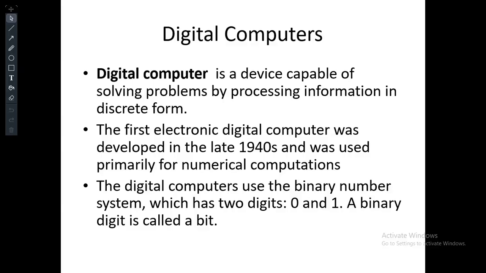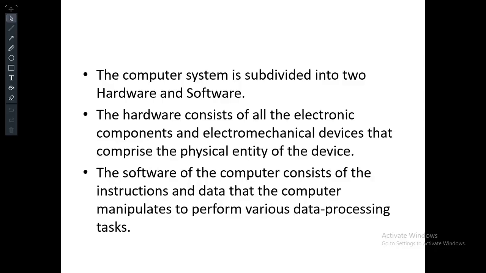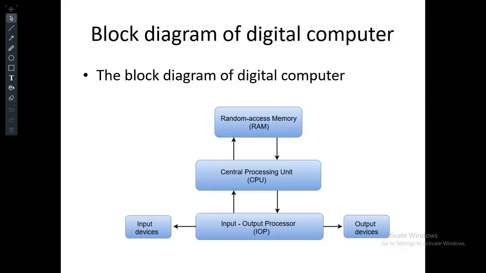These zeros and ones are called binary digits, or also called bits. The basic digital computer is divided into two types, hardware and software. Hardware means the physical components of the system, and software means the set of instructions needed to solve the problems. And this is the block diagram of digital computers.